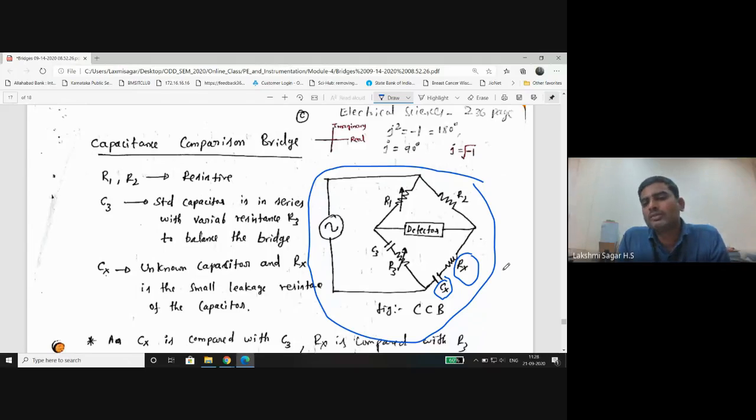So you wrote down this bridge network. Here R1 and R3 are variable resistors. Here C3 is connected in series with R3 and Cx is connected in series with Rx.